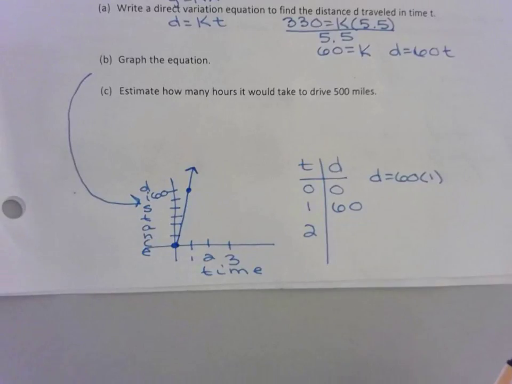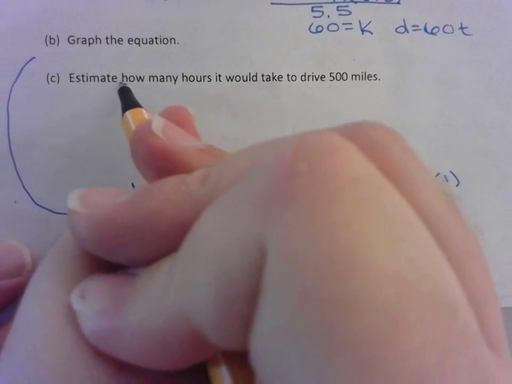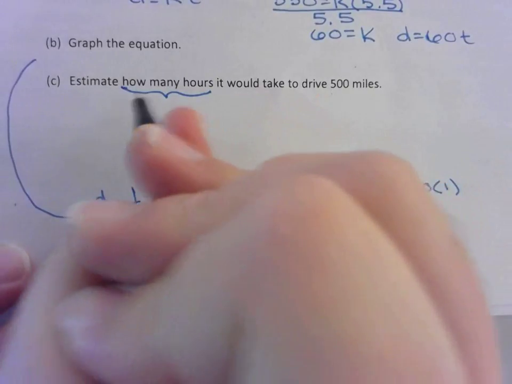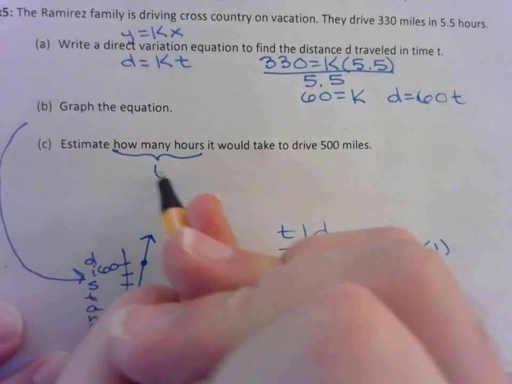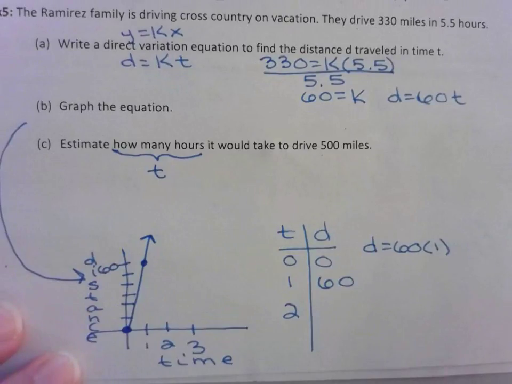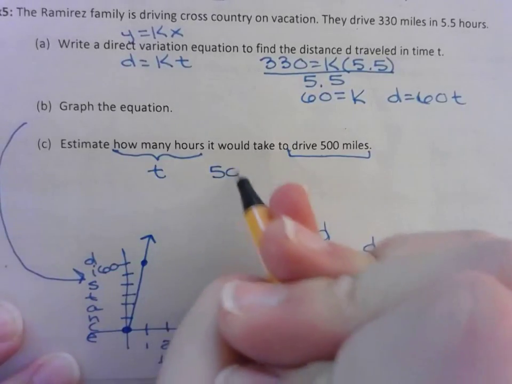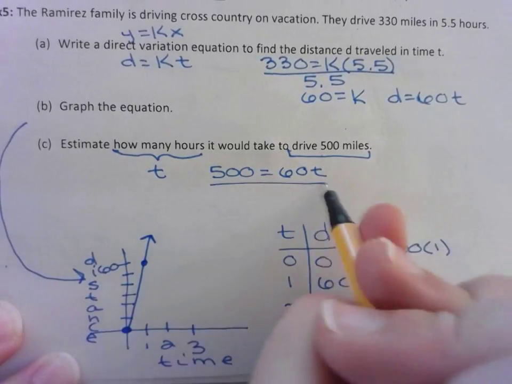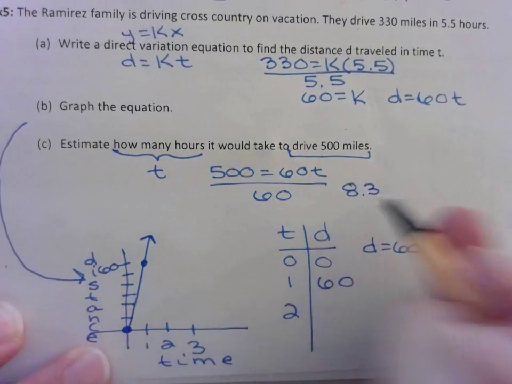Part C. Estimate how many hours it would take to drive 500 miles. I want to know how many hours. So what variable am I solving for? How many hours? So look at your equation. Which variable represented hours? Time, T. If I want to know T, and they tell me I drive 500 miles, what does 500 represent? Distance. So 500 equals 60T. I want to know the time. Divide by 60. 8.3. 8.3 hours.